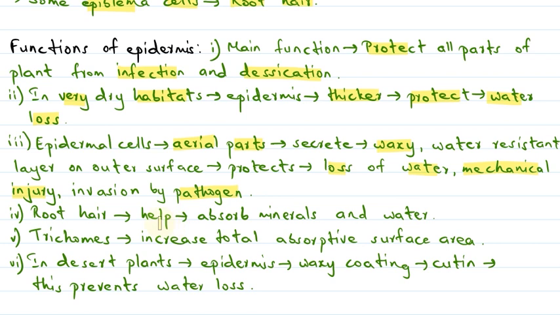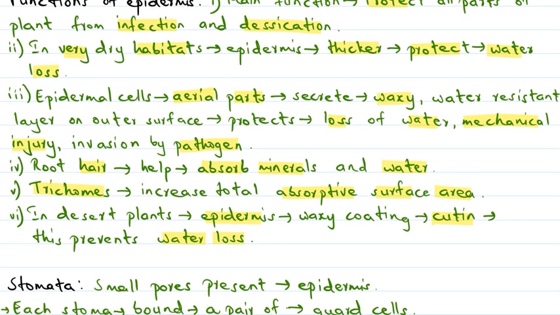Then the root hair of epidermis mainly help in the absorption of minerals and water. And the trichomes that we discussed are the long hair-like structures. They increase the total absorptive surface area. Then in desert plants, the epidermis has a thick waxy coating called cutin. Okay, and this cutin is actually a chemical substance which is waterproof in nature, and this is present on its outer surface, and this prevents the loss of water.